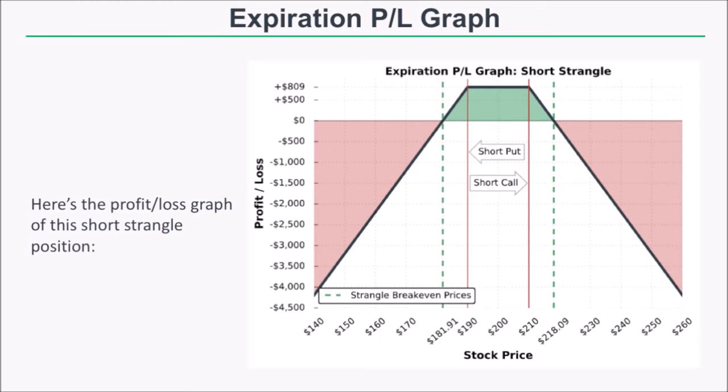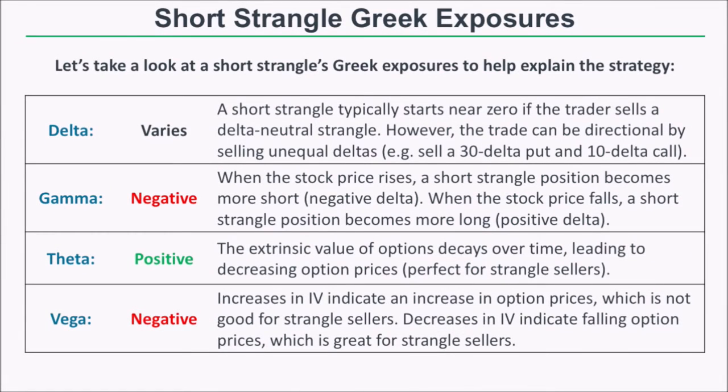Now that you've seen the expiration risk profile graph, let's go ahead and take a look at the option Greek exposures for a short strangle strategy to help you understand how it can profit or lose money before expiration. Alright, so let's talk about delta, gamma, theta, and vega as they relate to a short strangle position.